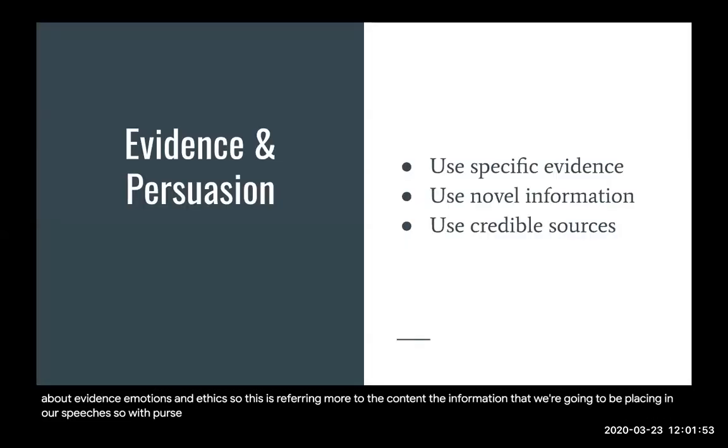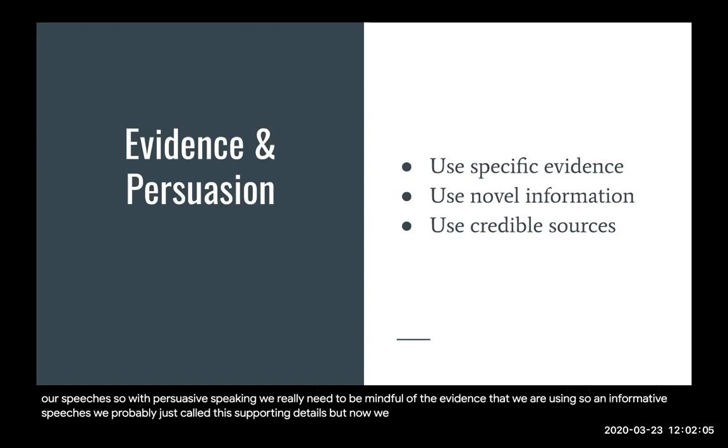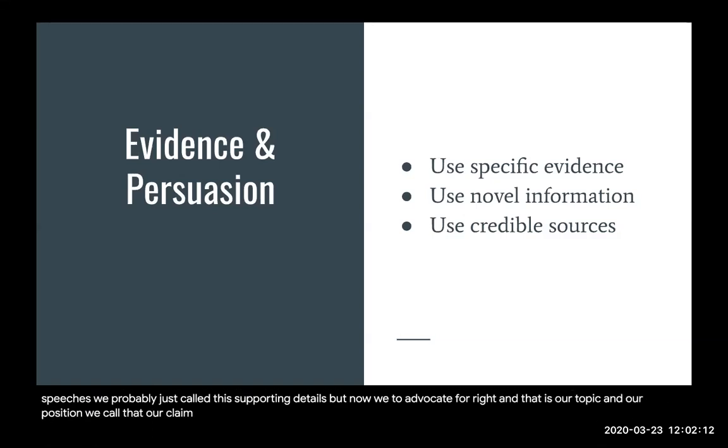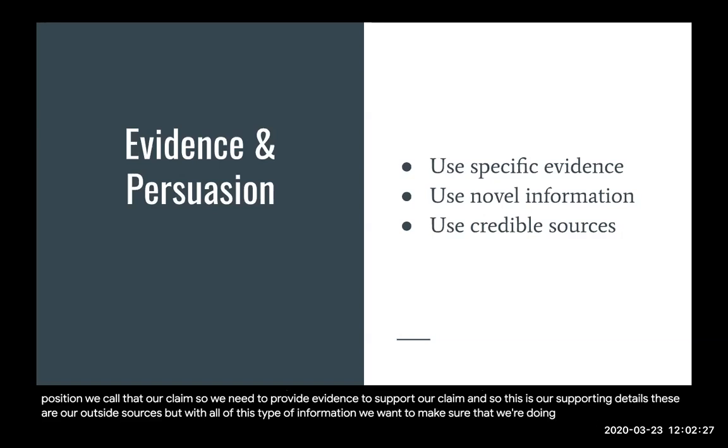So with persuasive speaking, we really need to be mindful of the evidence that we are using. So in informative speeches, we probably just called this supporting details, but now we essentially have a claim that we are trying to advocate for, right? And that is our topic and our position. We call that our claim. So we need to provide evidence to support our claim. And so this is our supporting details. These are our outside sources.